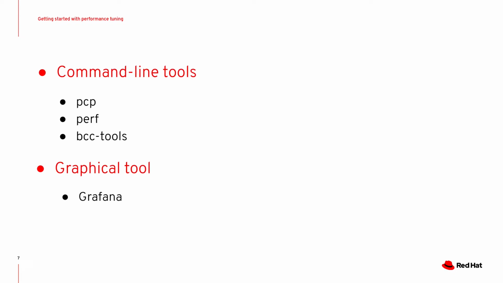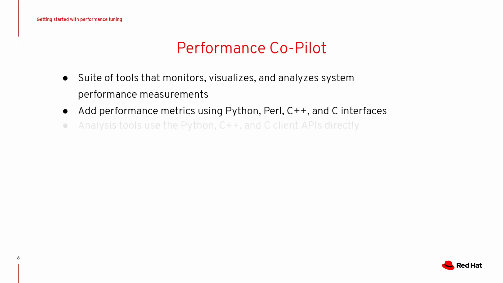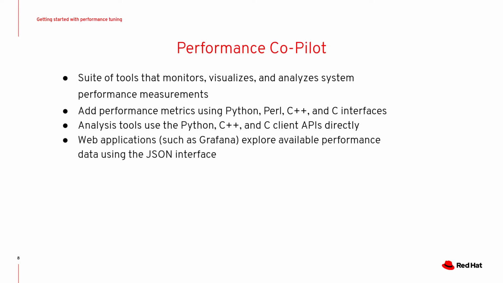graphical tool. Let's take a look at Performance Copilot, or PCP, which is a suite of tools, services, and libraries for monitoring, visualizing, and analyzing system-level performance measurements. You can add performance metrics to PCP using Python, Perl, C++, and C. Analysis tools included in PCP can also use the Python, C++, and C client APIs directly, whereas web applications such as Grafana can explore available performance data using the JSON interface.